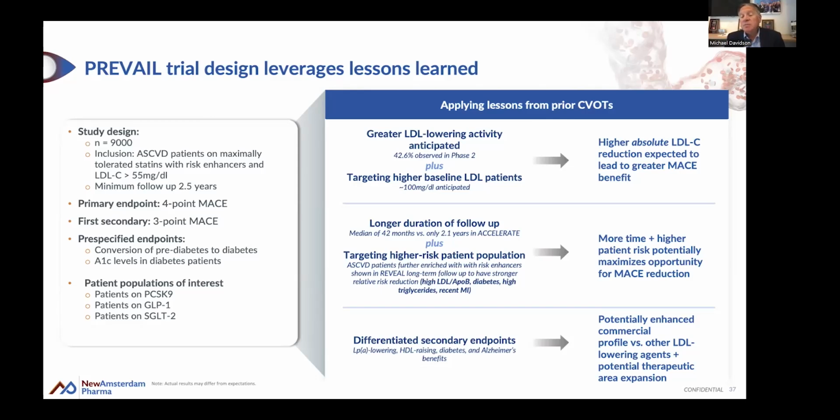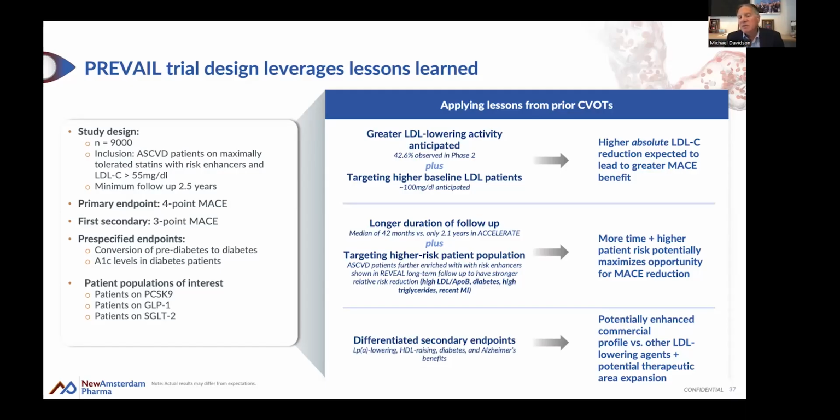We also removed patients with a history of heart failure, because in the ODYSSEY Outcomes and the FOURIER trial, if you had a history of heart failure, you actually had no benefit. In fact, the hazard ratios were adverse. And so again, we want to take out patients that will not benefit. So we want to identify patients more likely to benefit and go longer with higher baseline LDLs.